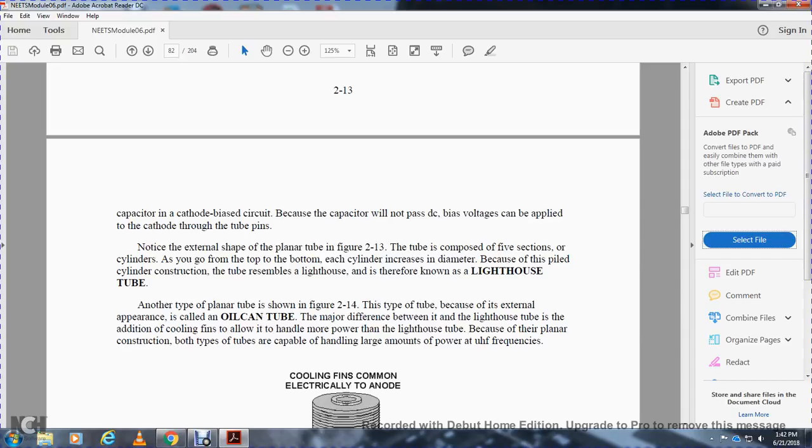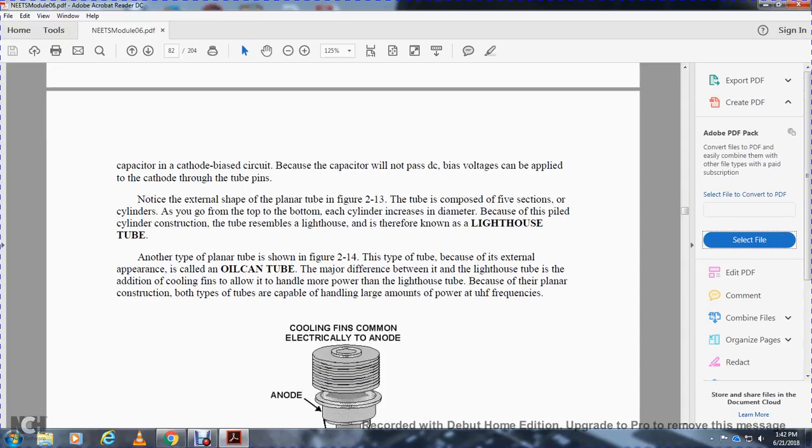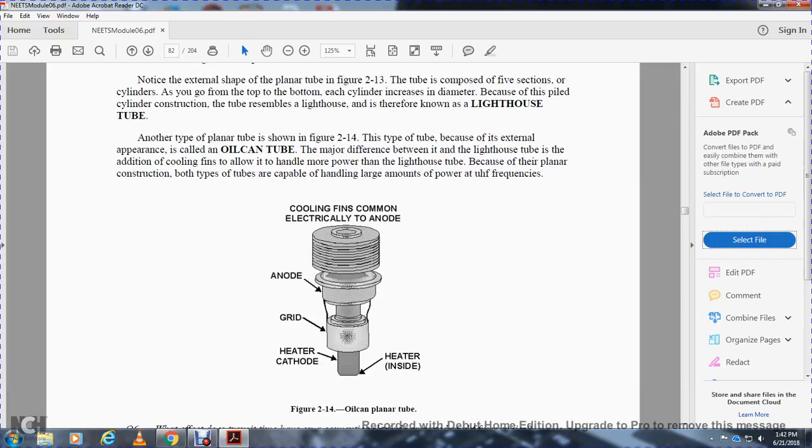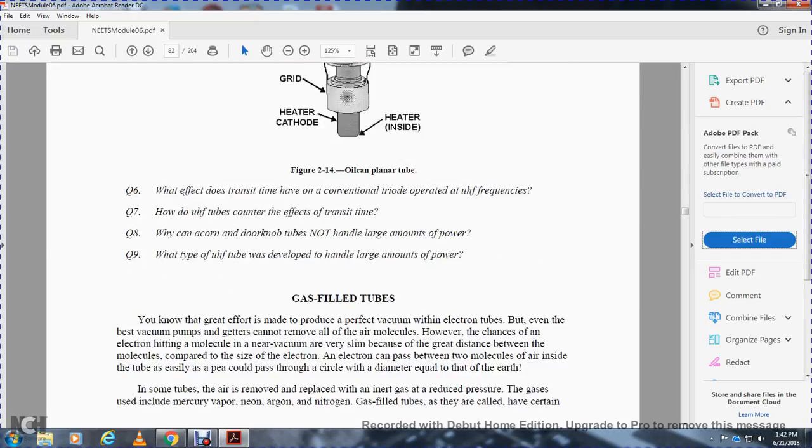The main difference from the lighthouse tube is the addition of cooling fins, added to allow it to handle more power, while the lighthouse tubes, because of their planar construction, handle less power. Both types of tubes are compatible with handling ultra high frequencies. The figure shows the oil can planar tube: cooling fins, anode, grid, heater, and cathode heater inside.